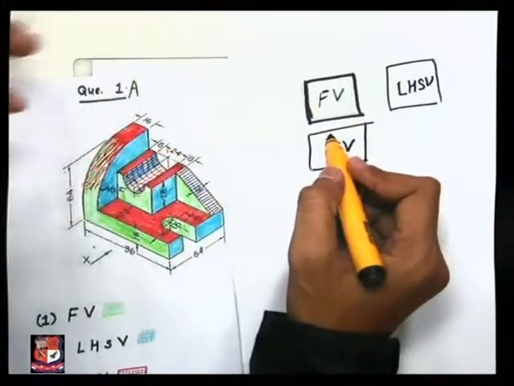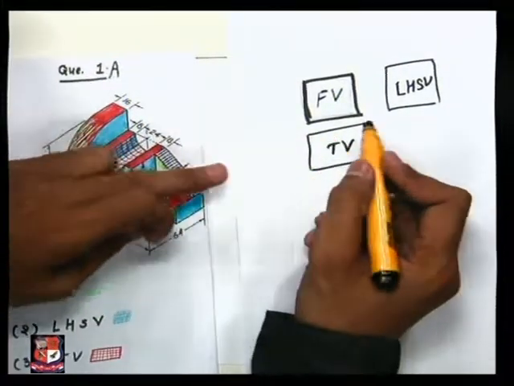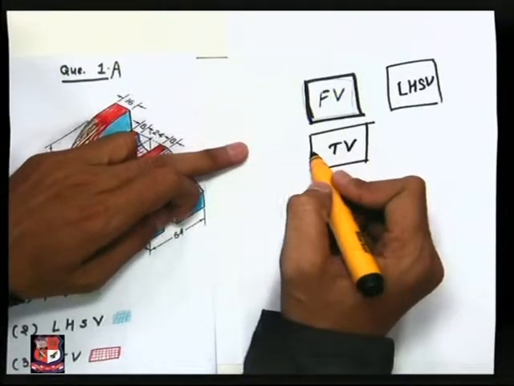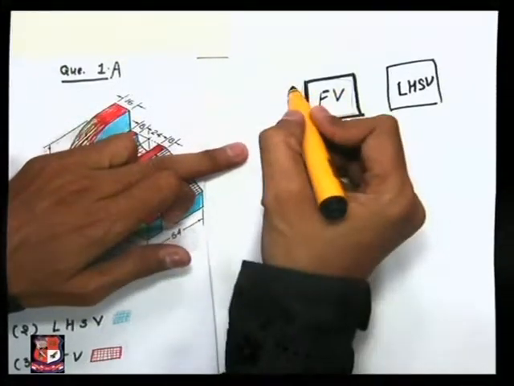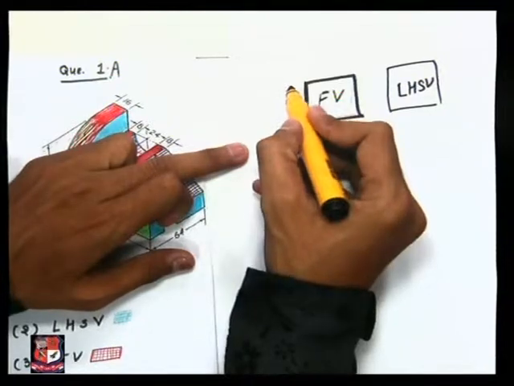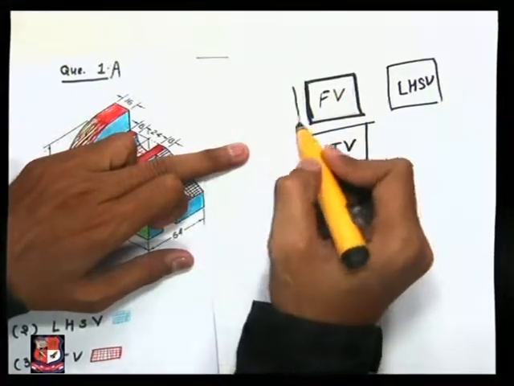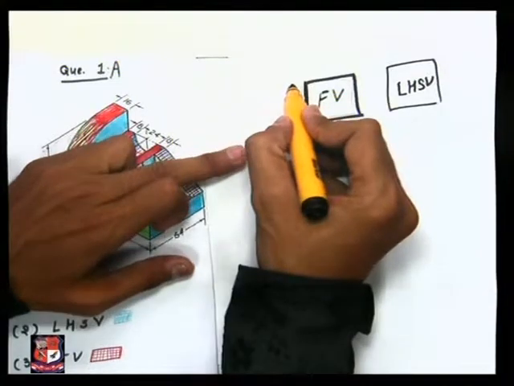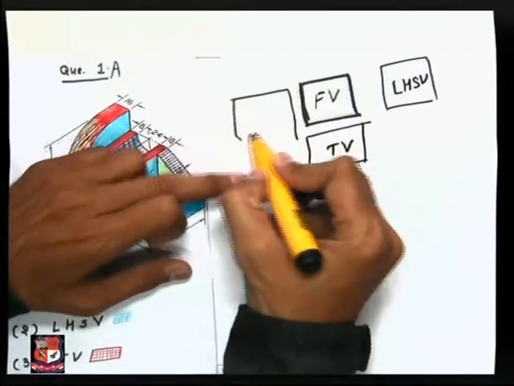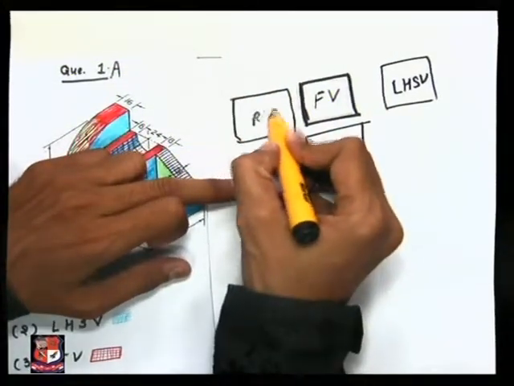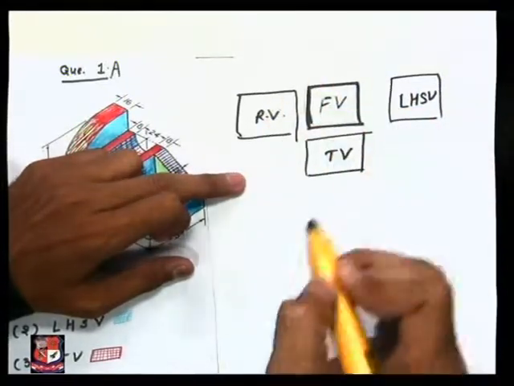And then left hand side view, top view, and rear view are to be drawn. So rear view is drawn to the right side of right hand side view. Here right hand side view would be there, and after that rear view would be there. But here right hand side view is not asked, so we will directly draw its rear view over here. So this is rear view. So these 3 views would be there.